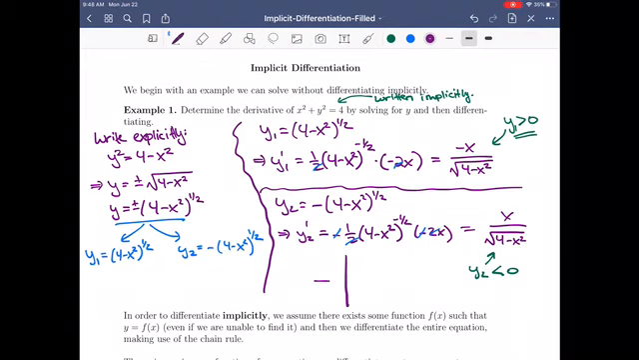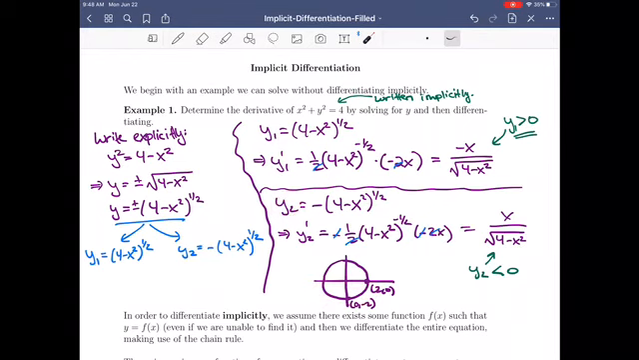Okay, so the circle looks like this, where these points are at radius 2 from the origin. Okay, so for the points on the top half of the circle, I'm going to have to use the y1 equation, and for the points on the bottom half of the circle, I have to use the y2 equation.